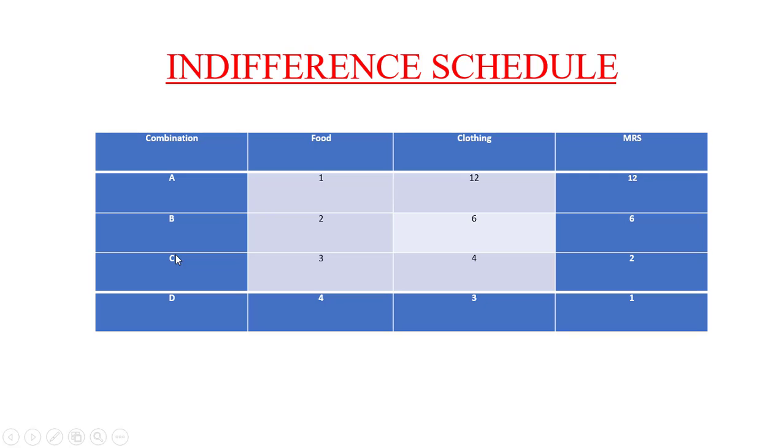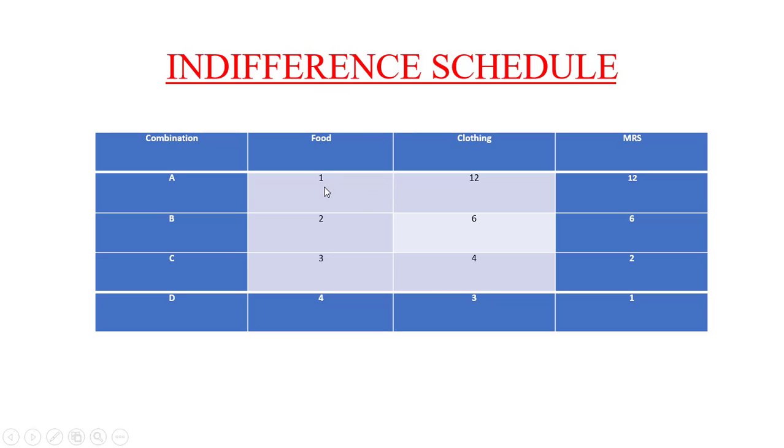Now the third combination is C. In this combination, 3 items of food and 4 items of clothing give you an MRS of 2, that is 6 minus 4 is 2. The last combination is D, that is 4 items of food and 3 items of clothing, where 4 minus 3 is 1. So this is the combination which is giving you maximum satisfaction. The combination of goods which are giving you the maximum satisfaction is known as your indifference curve.